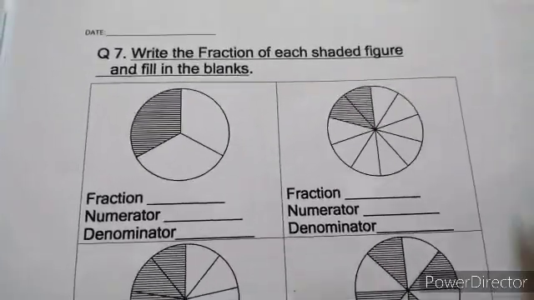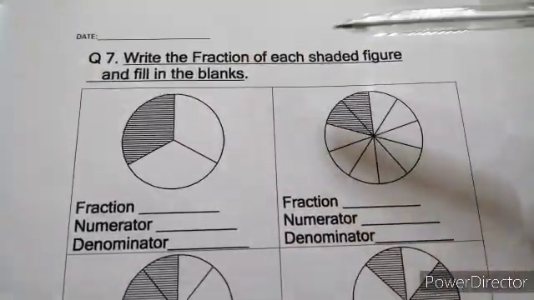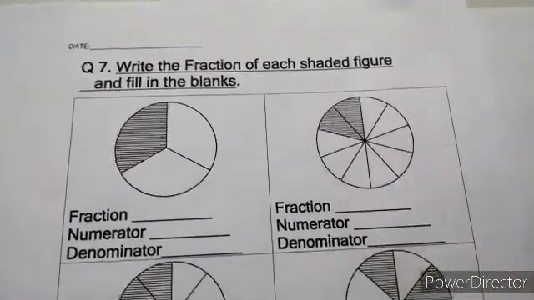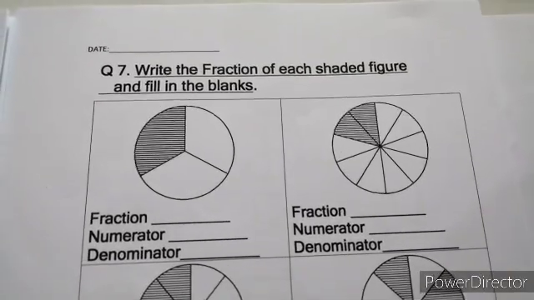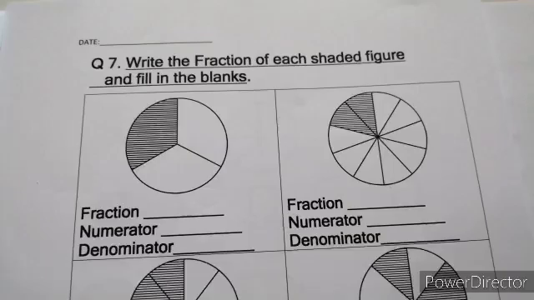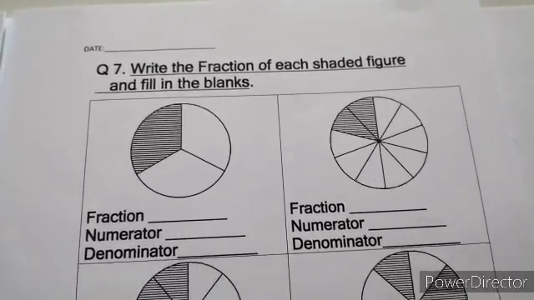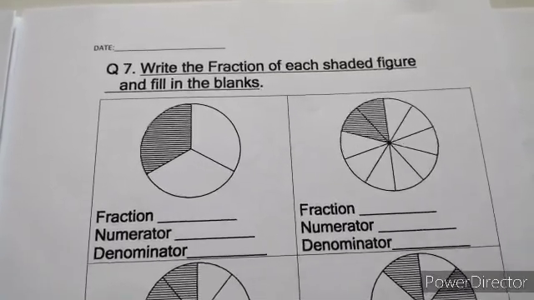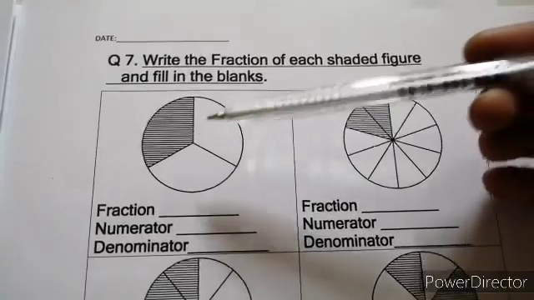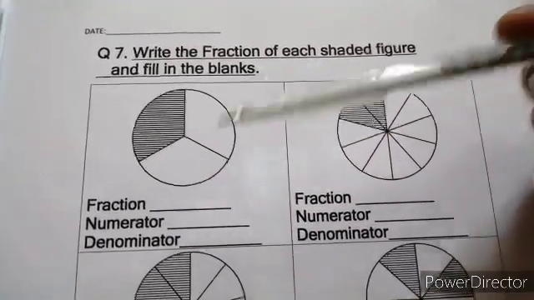Now, let's move on to the next section. Fractions. So, write the fraction of each shaded figure and fill in the blanks. How to write a fraction? A fraction is a part of the whole. The parts of a whole are called fractions. A fraction has a numerator, that is the number above, and a denominator, that is the number below. So, first by seeing the figure, we will write the numerator and denominator and then we can build the fraction.